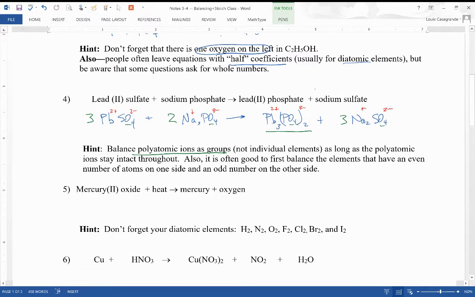So for mercury 2 oxide, and we heat it, and we're going to make mercury plus oxygen. Again, pause the video for a moment and come up with the formulas and the equation, and then we'll come back.